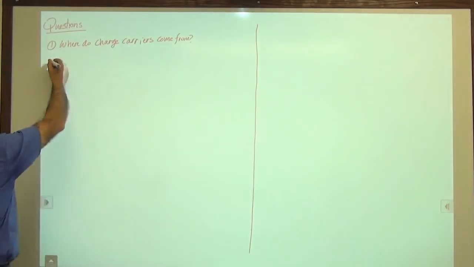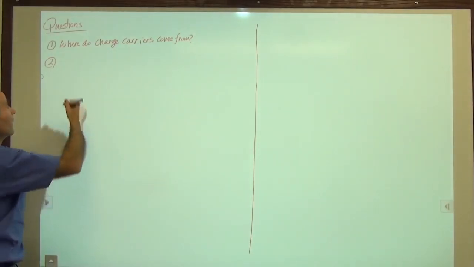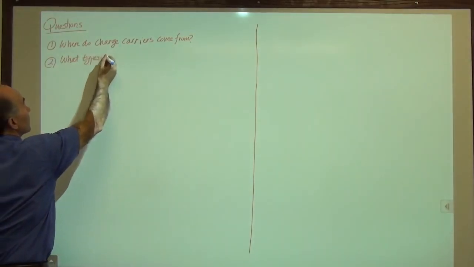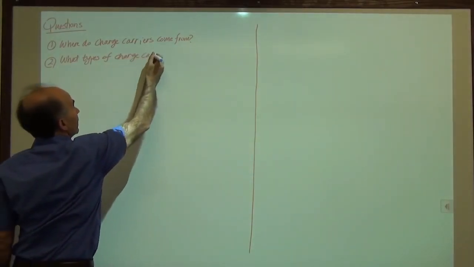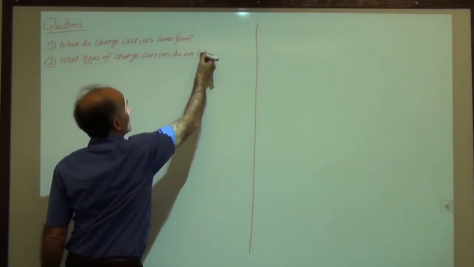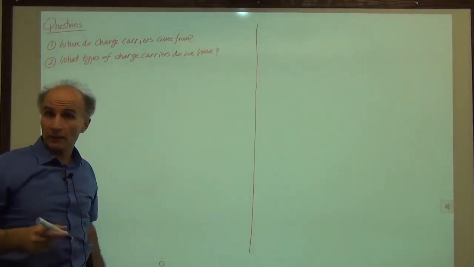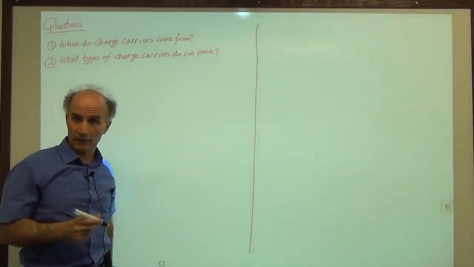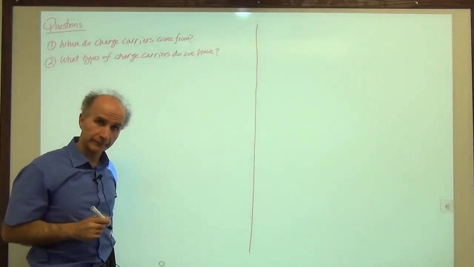So the second question that we want to answer in our studies is: what types of charge carriers do we have? The most familiar to us are electrons, but are the electrons the only types that can conduct a current through a piece of semiconductor or any other piece of material? So we would like to answer that question as well.